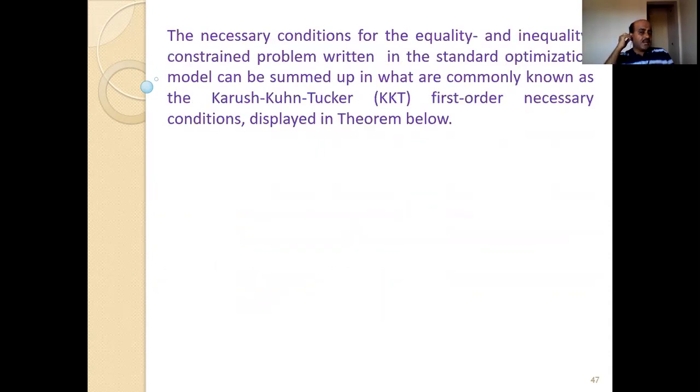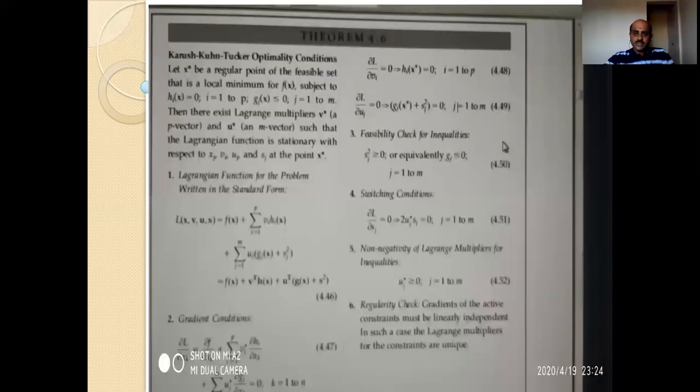Okay. The necessary conditions for the equality and inequality constraint problem written in the standard optimization model can be summed up in what are commonly known as the Kuhn-Tucker conditions, the first order necessary conditions displayed in the theorem. So this is the KKT theorem. Okay. So I will just take a photograph of this. So you can just read this, you can understand. So, the Kuhn-Tucker optimality condition.